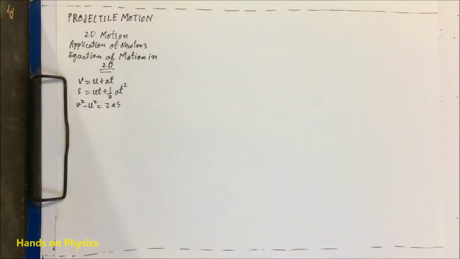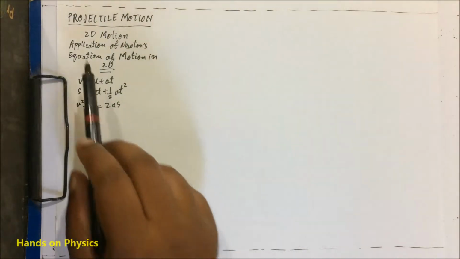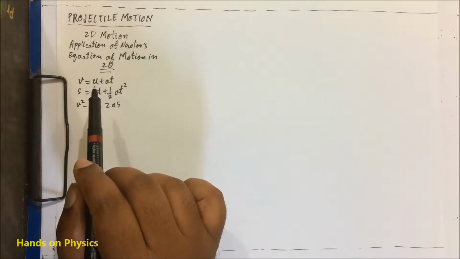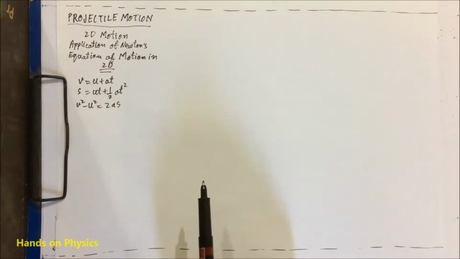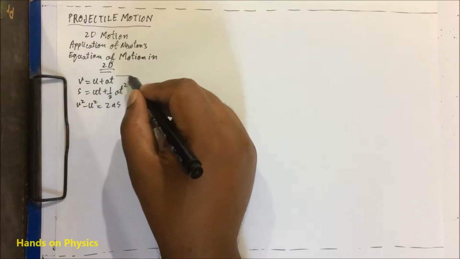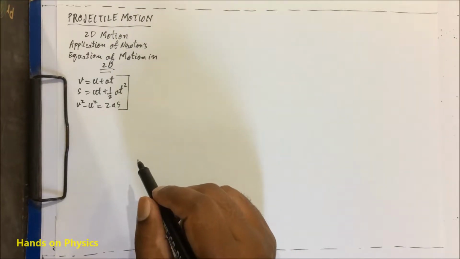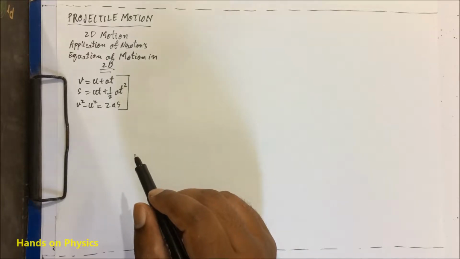Hello everyone. Today we are going to look into projectile motion. Projectile motion is basically a two-dimensional motion. In this video we'll also try to learn how we can apply Newton's equations of motion in two dimensions. These are Newton's equations of motion which we have derived in one dimension. A link for the same is given below.